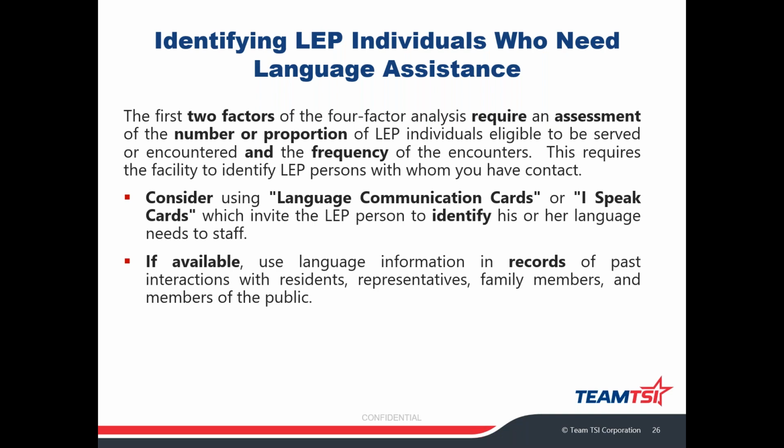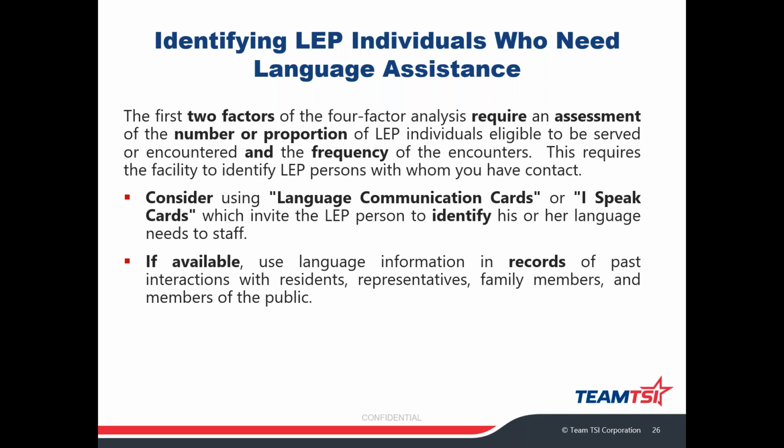Use language information and records of past interactions with residents, representatives, family members, and members of the public. One of the places that you can look at in past history, even in your current records, is section A1100 of the MDS, because that question asks, do you need an interpreter? And what is your preferred language? In version 18, which will come out in a couple of years, it's out, but it's not going to be enforced, those questions are reversed. They are asking what your preferred language is first, and then if you need an interpreter.